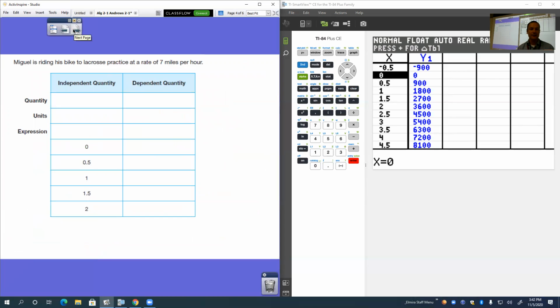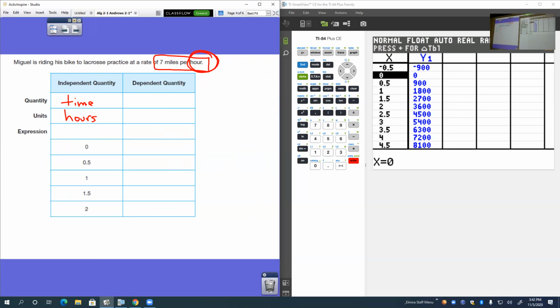So Miguel is riding his bike to lacrosse practice at a rate of 7 miles per hour. Well, if we're taking a look at 7 miles per hour, our independent quantity, again, that's almost always time. How are we measuring time in this question? We're measuring it in hours.